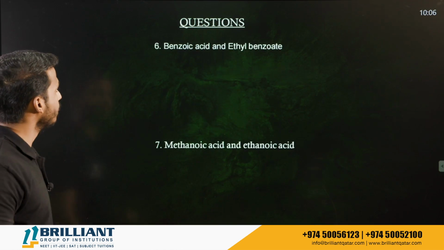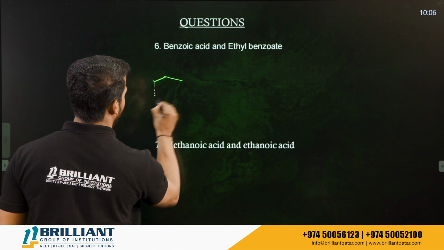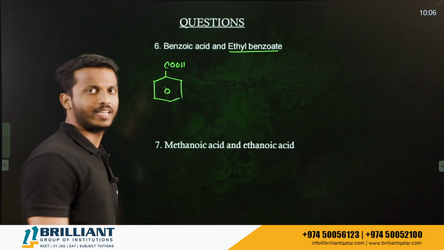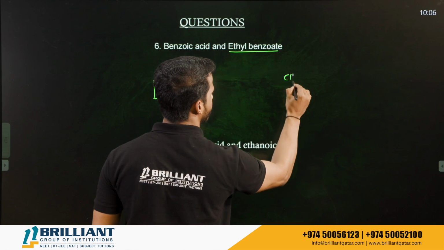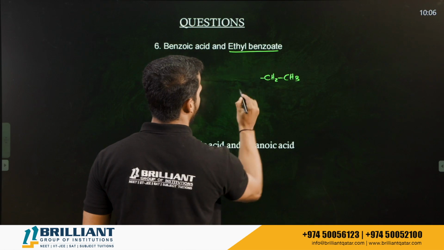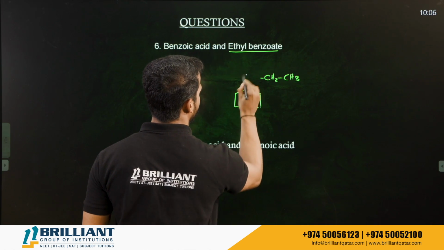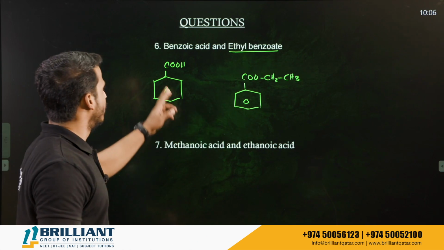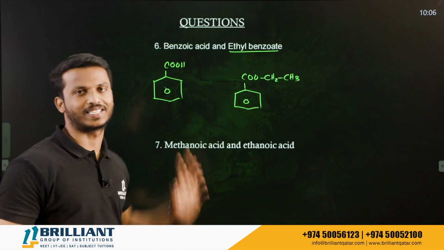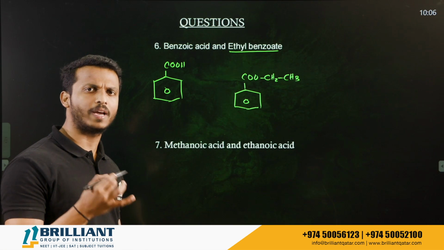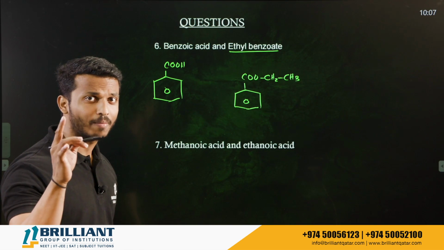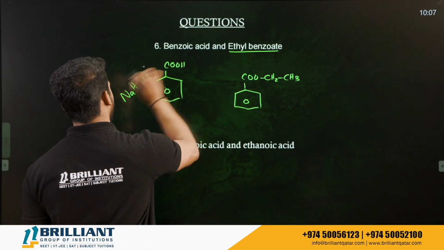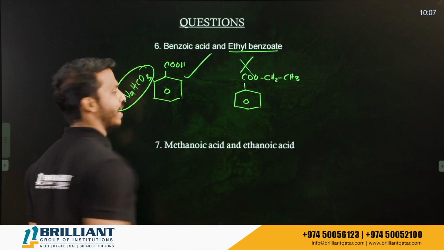Yes. Next, benzoic acid and ethyl benzoate. What is benzoic acid? Benzene with a COOH. What is ethyl benzoate? It's an ester, right? Ethyl means CH3CH2. Benzoate means benzene with COO. This is called ethyl benzoate. Dear all of you, this is a carboxylic acid and this is an ester. Which test did we study that is given only by carboxylic acids? The sodium bicarbonate test, with brisk effervescence, right? So we can use the NaHCO3 test. It is given by the acid, not by the ester.